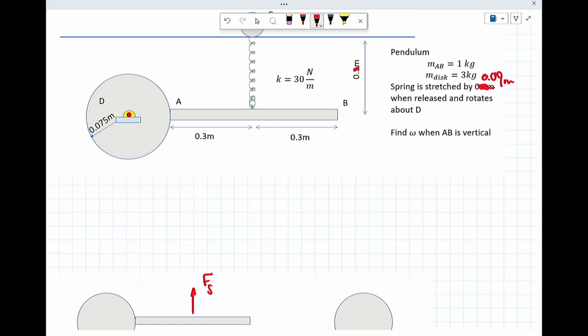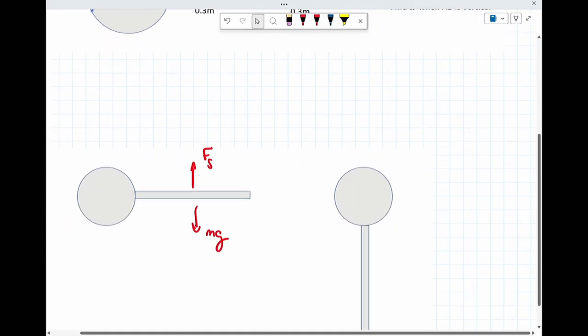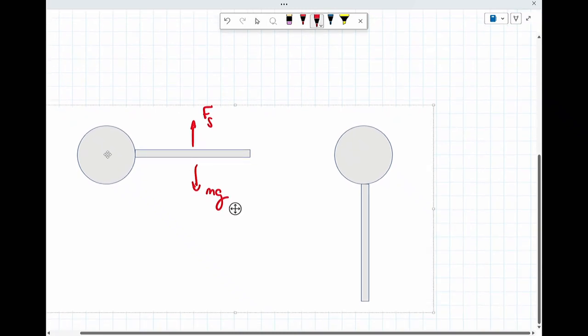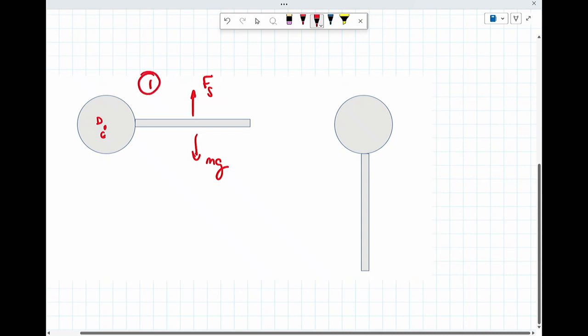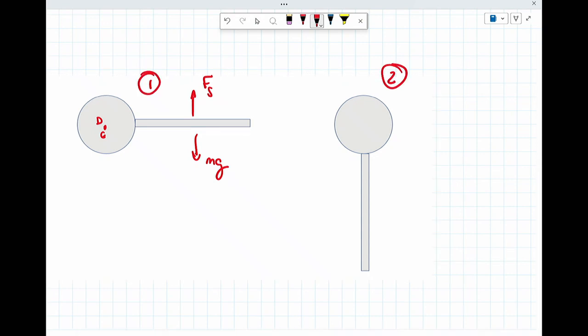And it rotates about point D. D is over here, which is coincident with the center of mass of this. So we have position 1 and position 2. So it's released, and what you expect to have happen is that this will rotate downwards and drop. And as it rotates downwards and drops, the spring will stretch, the gravitational potential will decrease, and everything will go well. All right, and I'm going to define this as my datum.